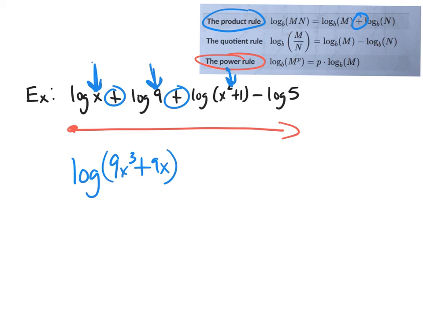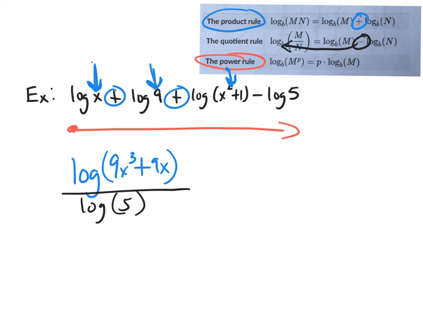Okay, so now what does the subtraction sign mean? It means we're going to use our quotient rule. How do I know that? Subtraction tells me my quotient. So I'm going to be dividing by the log of 5.